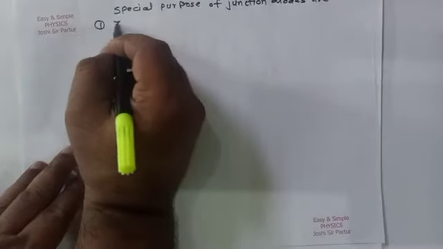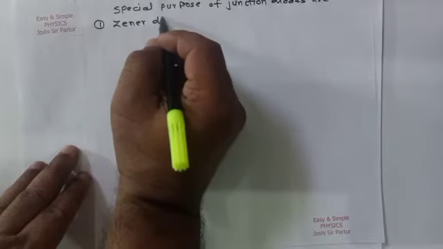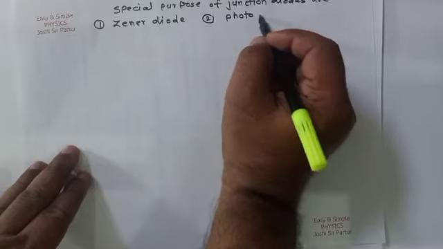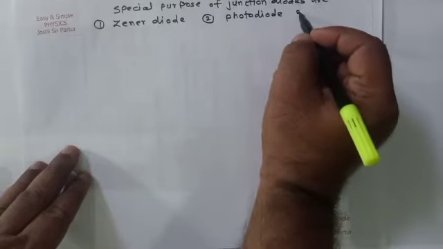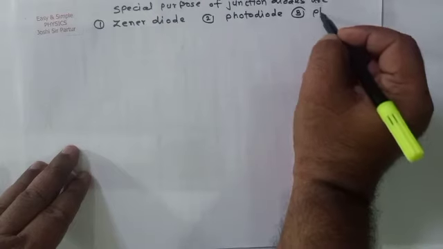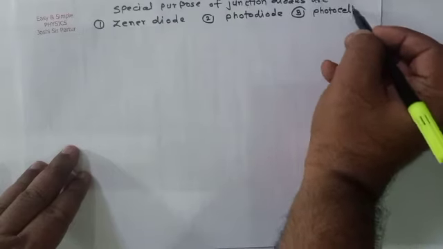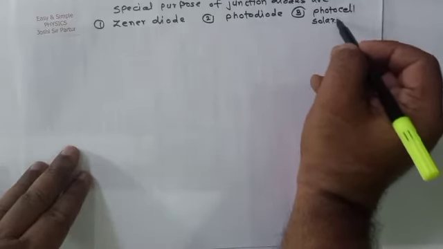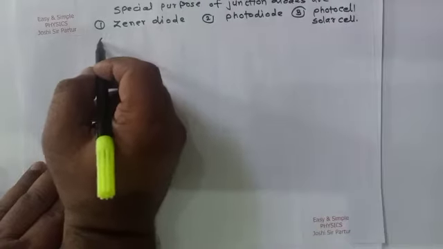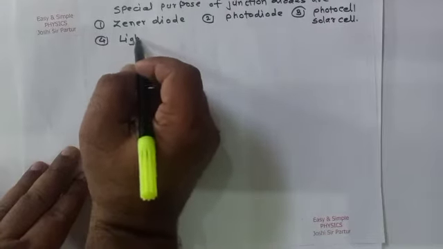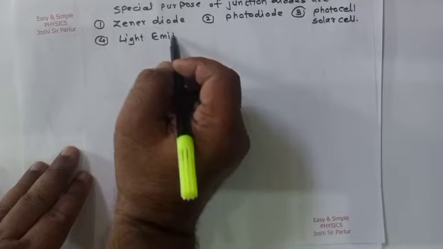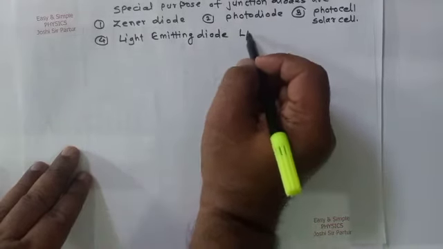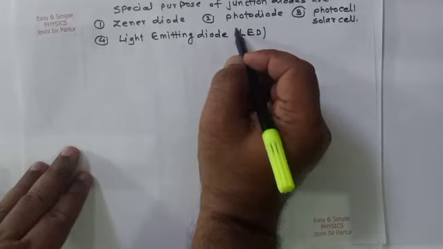Number 1, Zener diode, number 2, photodiode, number 3, photocell or solar cell, and number 4, light emitting diode, which is said to be LED.